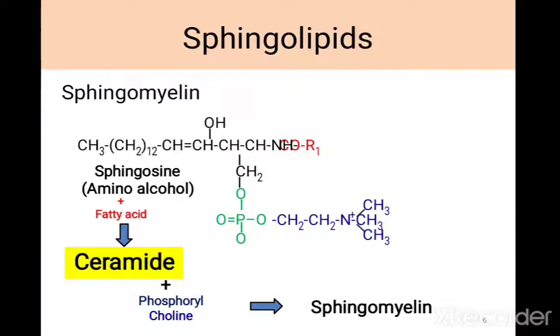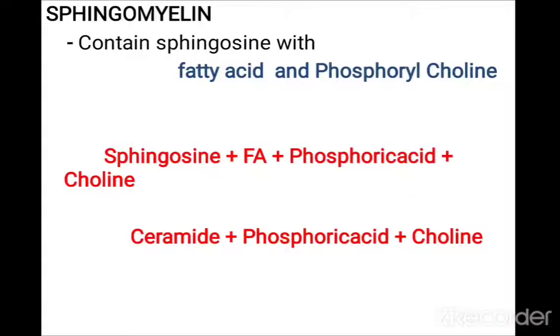Sphingomyelin is a type of sphingolipid, so the basic structural unit is ceramide. So what is ceramide? Sphingosine with fatty acid, that is the ceramide. And in sphingomyelin, they contain some additional group, that is phosphoric acid and a nitrogenous base, that is choline. So sphingomyelin contains sphingosine, fatty acid, phosphoric acid and a nitrogenous base, that is choline. So ceramide, phosphoric acid and choline, this is the structural composition of sphingomyelin.